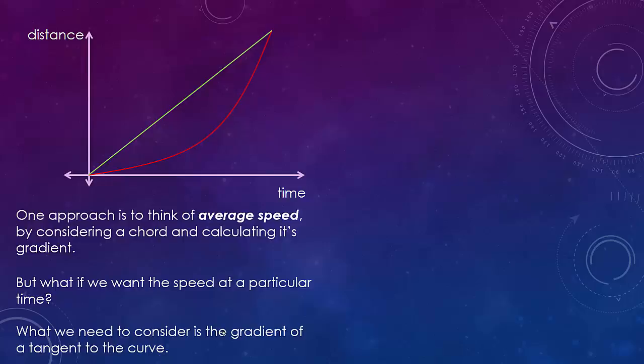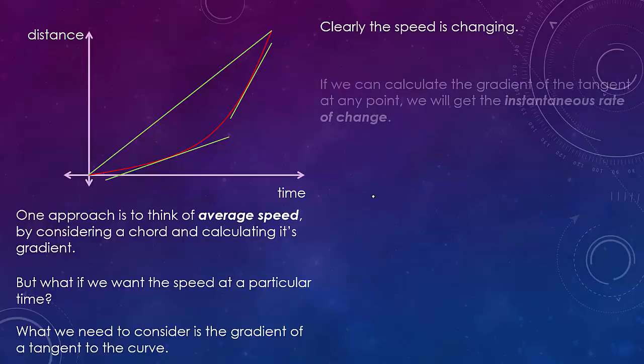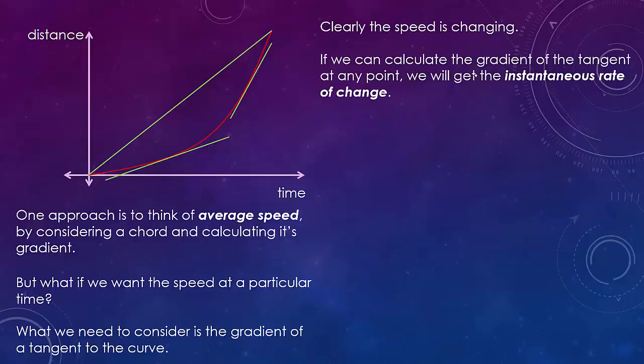We need to consider the gradient of a tangent to the curve. So in other words, a tangent line such as this, which would give us the speed at this point, or like this, which would give us the speed at this point. Clearly, the speed is changing. That's why we have a curve. If we can calculate the gradient of the tangent at any point, we will get what's known as the instantaneous rate of change. That's the rate of change at that particular time.